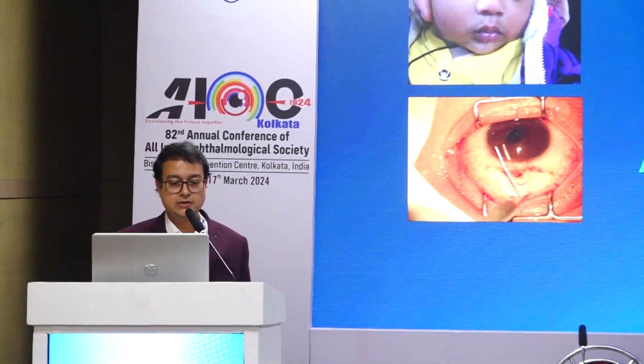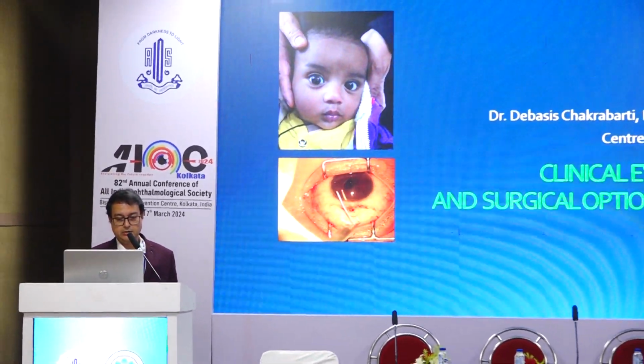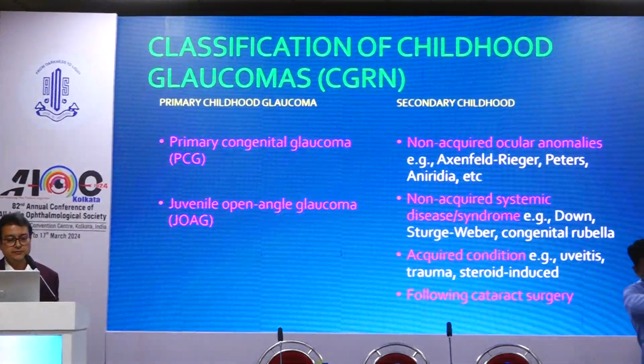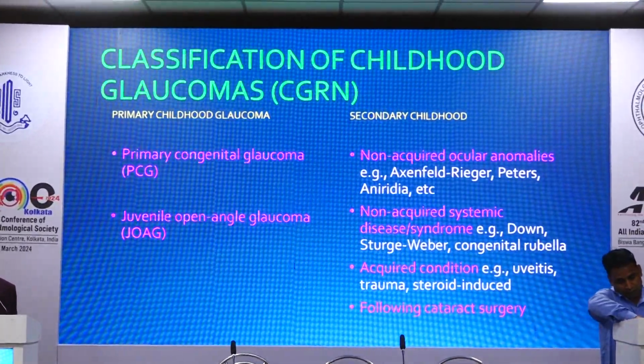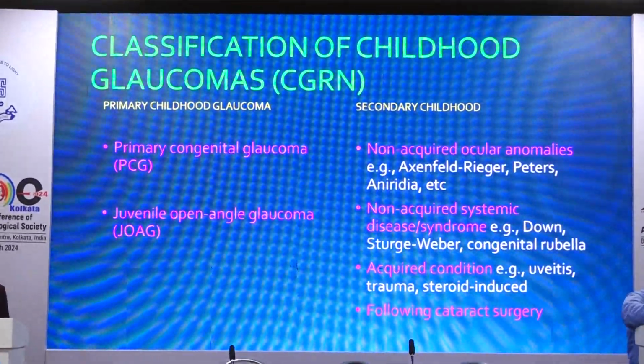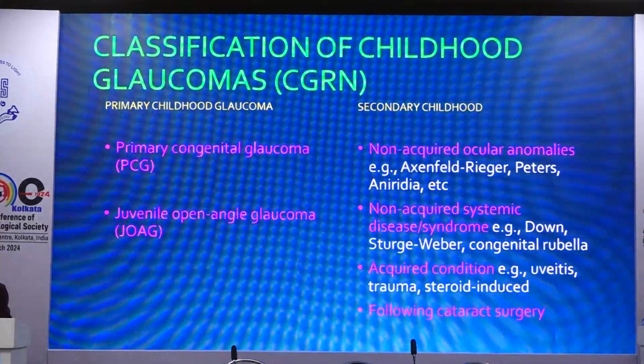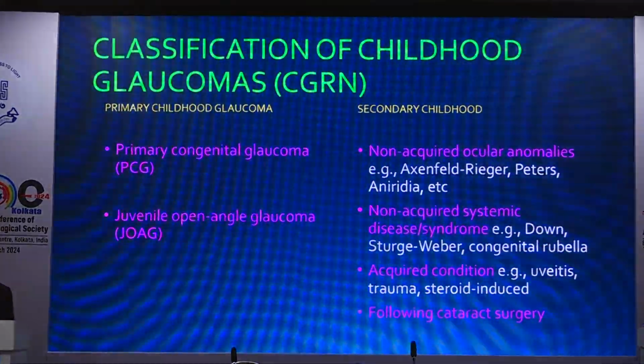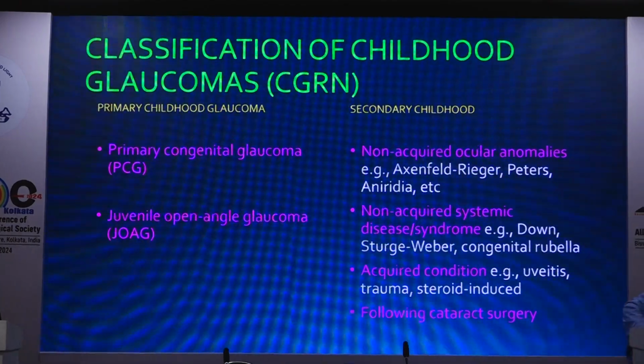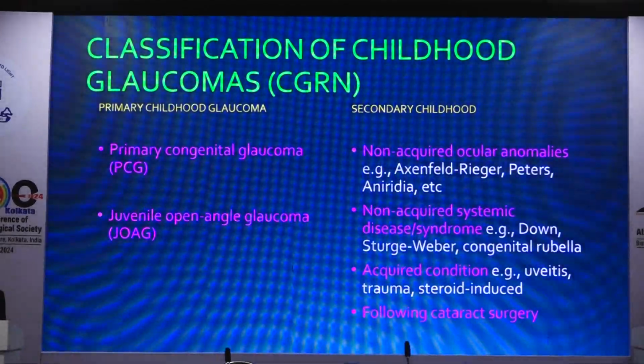Good afternoon, everybody. So I'll be speaking on the clinical evaluation and the surgical options for primary congenital glaucoma. Dr. Murli had already covered some of the clinical features related to primary congenital glaucoma. So the classification of childhood glaucoma according to the Collaborative Glaucoma Research Network, as we all know, we classify the pediatric glaucomas as primary childhood glaucoma and secondary childhood glaucoma. Out of this, primary congenital glaucoma is a specific entity.